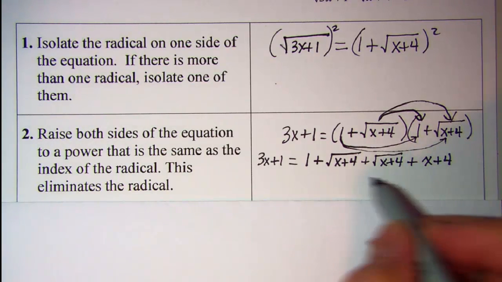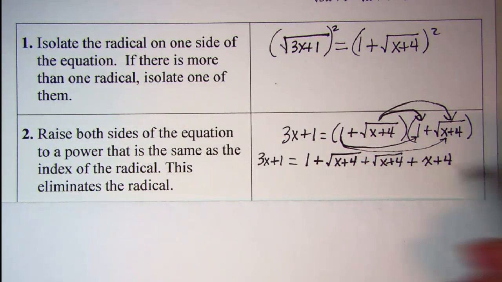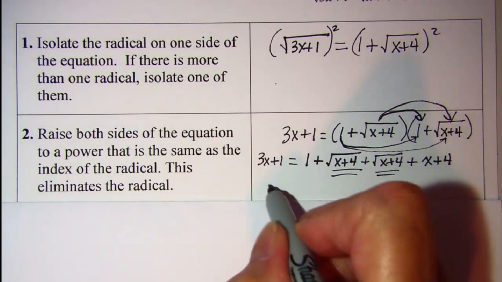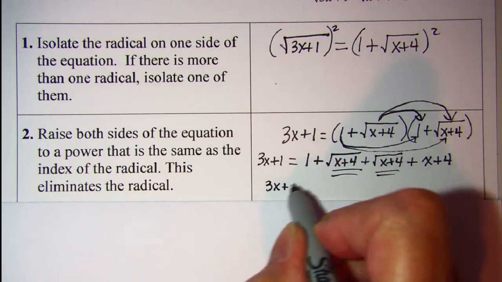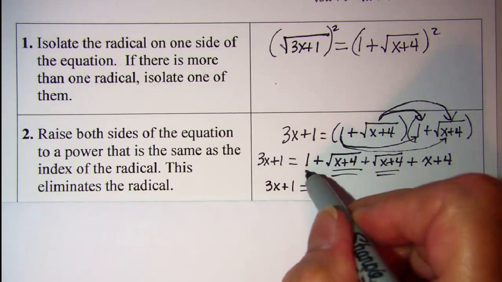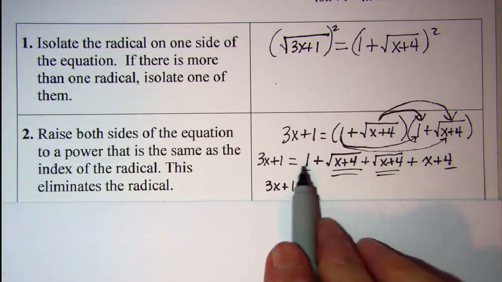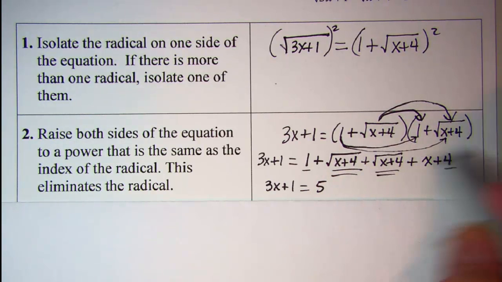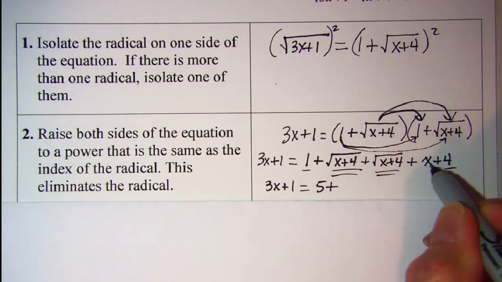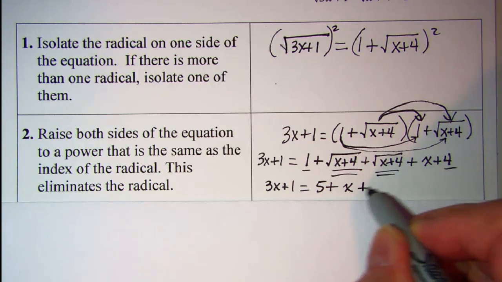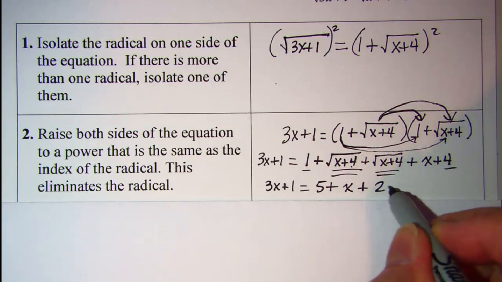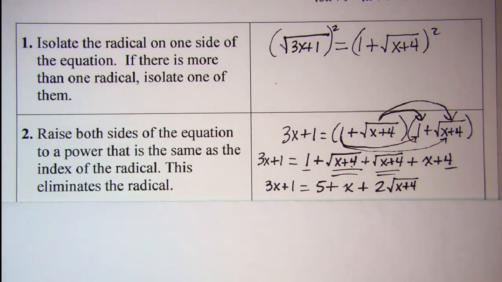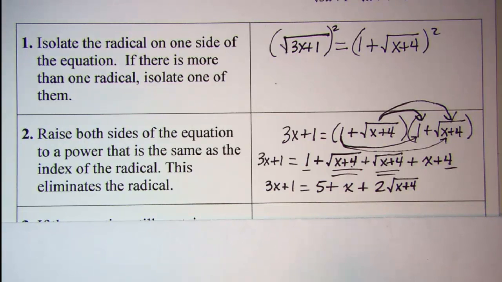Now we can combine some terms. We'll add these two radicals together. We have 3x plus 1 equals, I can add the constants together here. 1 plus 4 is 5. So I have 5. And then I still have this x here, and then I have 2 of those radicals, so 2 square roots of x plus 4. I can simplify a little further.